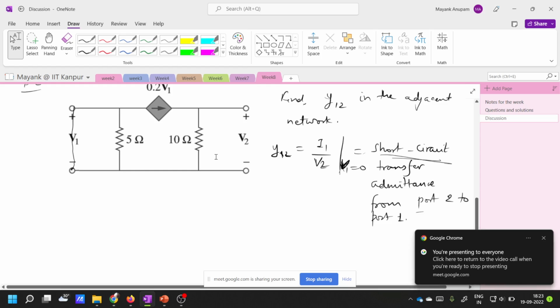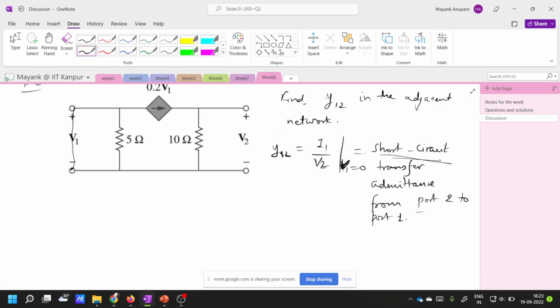In this case, the current is taken at the first port here, but the voltage is being given at the second port. So that is why it is called transfer admittance, or trans admittance, because the ratio of the current and voltage taken here to find the admittance are not at the same port. Both are at different ports. That is why it is transfer admittance.